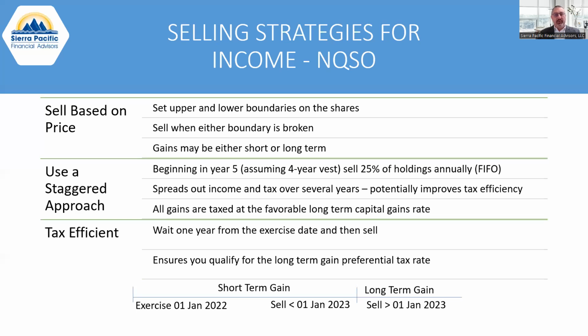The third approach is what we call the tax efficient approach. All you do here is wait 1 year from exercise, and then you start selling shares as you need to or as you want to. This ensures you qualify for that long-term capital gain preferential tax treatment. Again, we have a little timeline. If you exercise on January 1st of 2022 and you sell before January 1st of 2023, that's a short-term gain because you did not hold it for more than a year. If you hold it for more than a year, so you sold after January 1st, 2023, that's your long-term gain, preferential tax treatment for everything sold in this bucket.